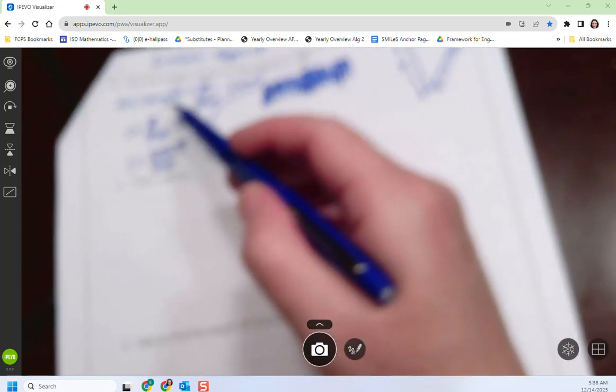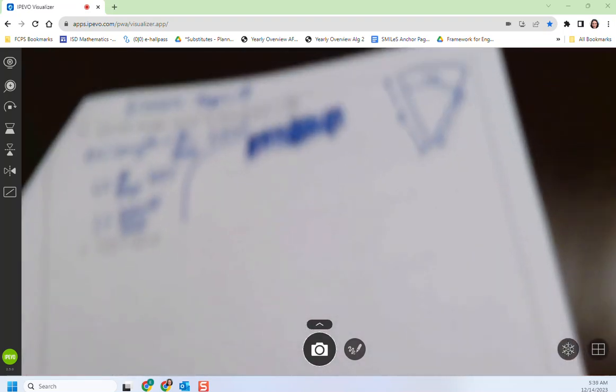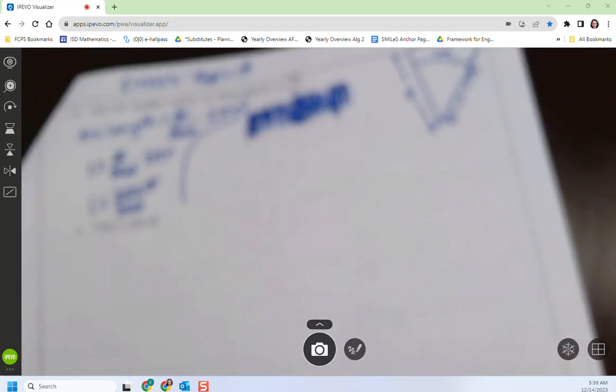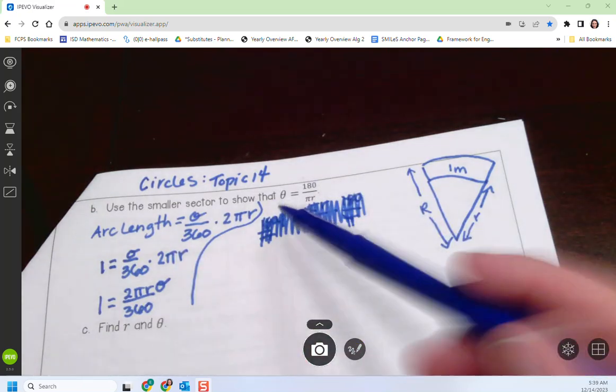So I started with my arc length formula. And I substituted 1 for the arc length, which is over here. And then I combined these two. And now what I need to do is solve for theta.